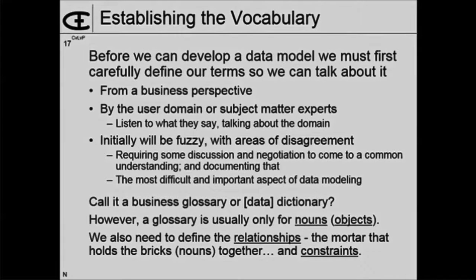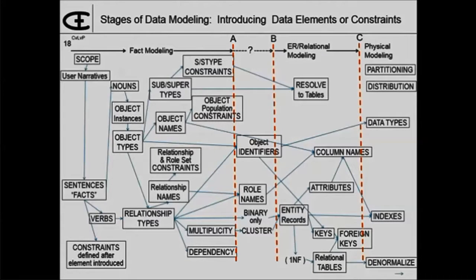Call it a business glossary or data dictionary, I don't care, but there's got to be some description of the things in the user world. However, a glossary is usually only for nouns, objects, not relationships. We also need to define the relationships and the constraints. That's at the very front end.